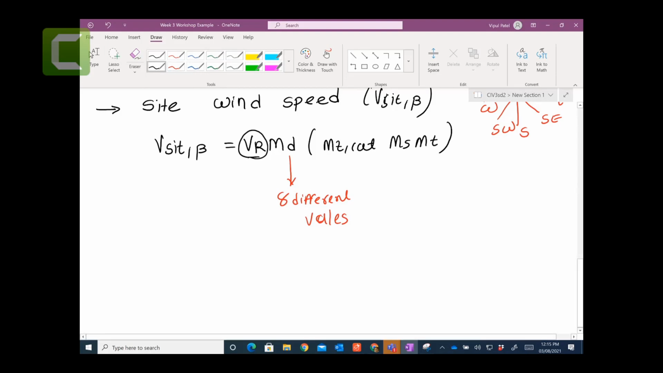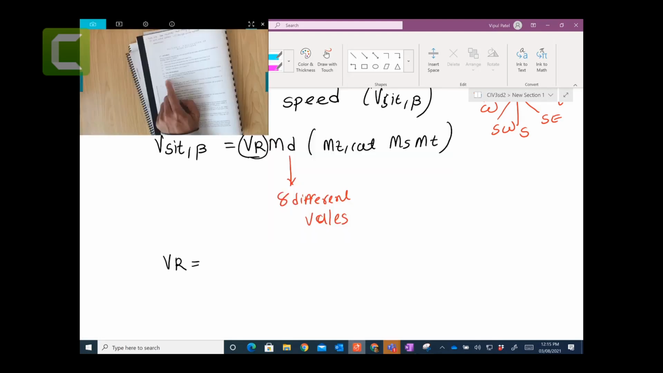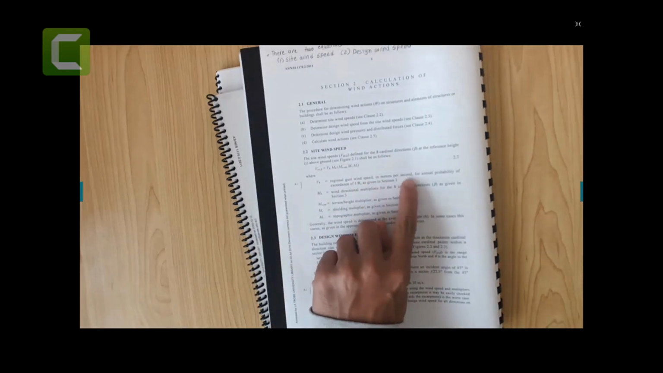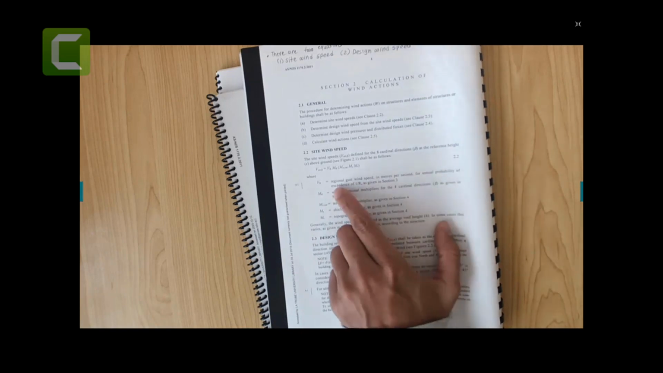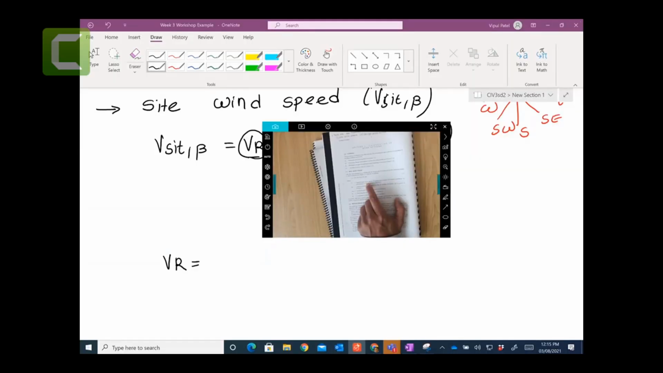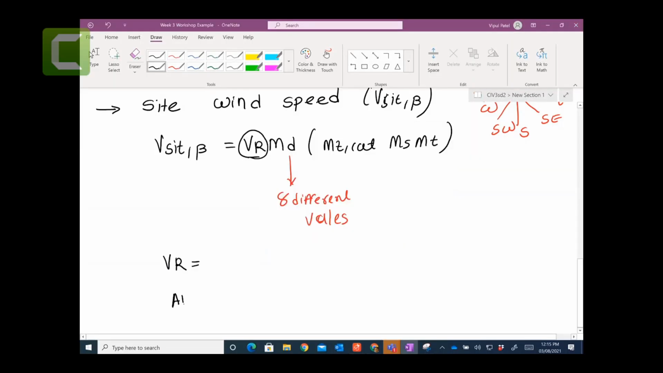Now the first one we are going to work through is V R. What is V R? What is the definition of V R? The definition of V R is given here: regional gust wind speed in meters per second for an annual probability of exceedance of 1 over R, given in section 3. So AEP, annual exceedance probability, is 1 over R. By the way, this equation is given in clause 2.2. So we need to calculate V R.